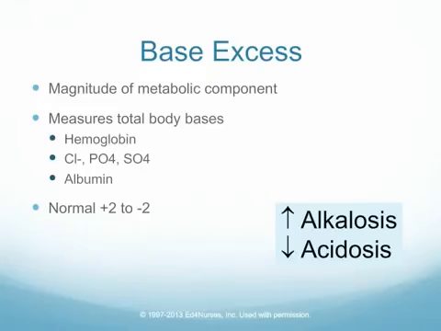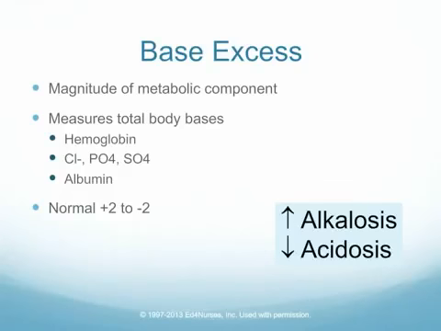What it does is it measures the total amount of body bases that we have in the body. Okay, so it measures hemoglobin, phosphates, sulfates, chloride, albumin. Those are all buffers in the body that buffer acid. So the base excess monitors and it assesses these. Normal is going to be about +2 to -2. So you notice it's a very tight little range right around 0.